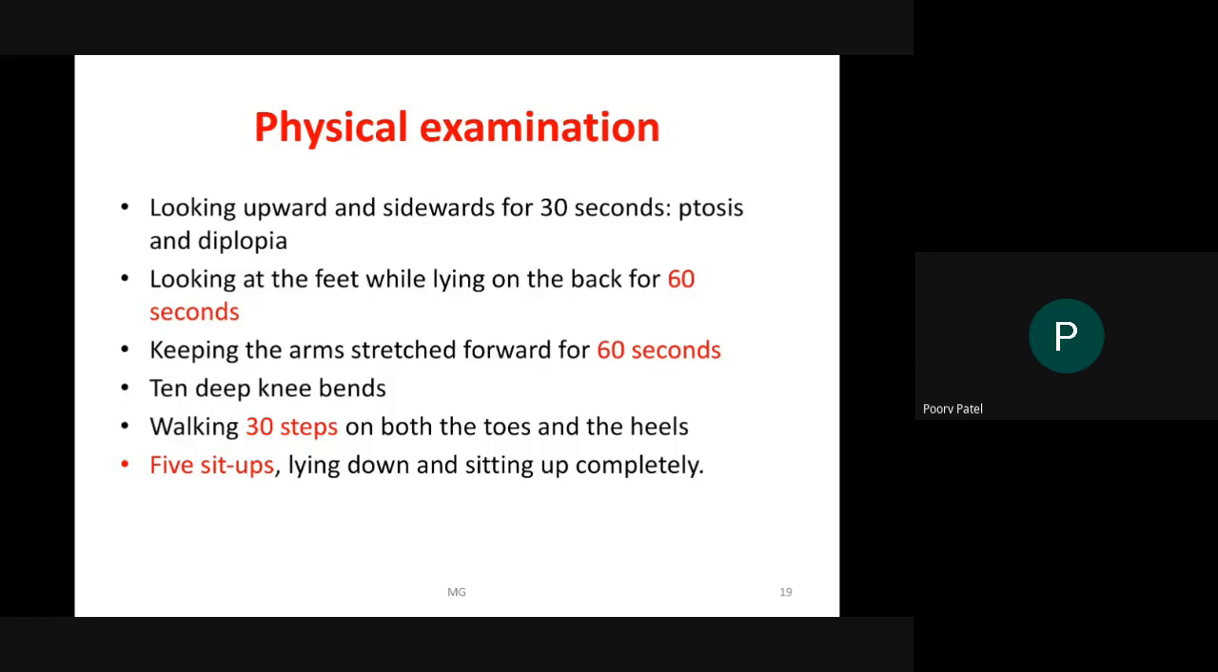So, step and deep knee bend: completely from standing position to completely knee bending position, squatting up to the lowest portion. Then walk 30 steps on both toes and heels. So walking on toes, as we had already described in coordination, and walking on heels, 30 steps. That will also cause fatigue of the lower limb muscles.